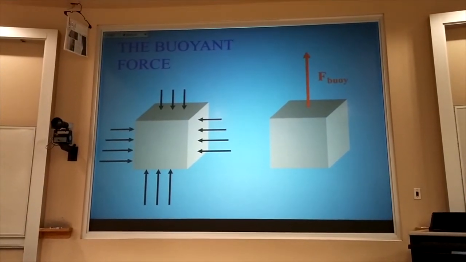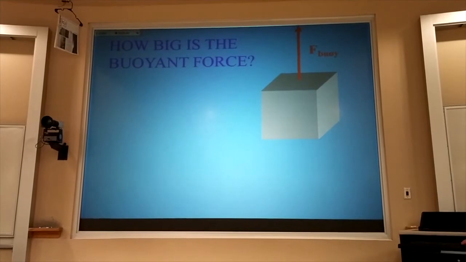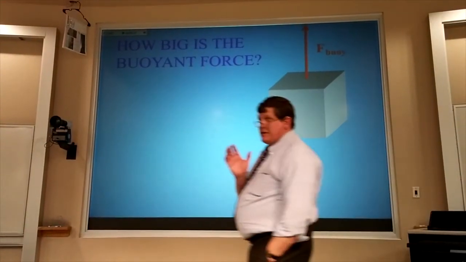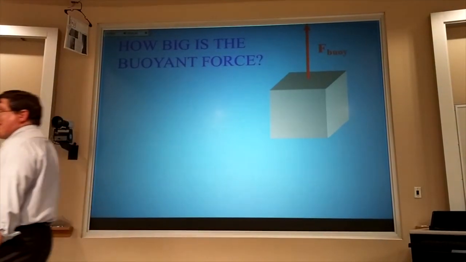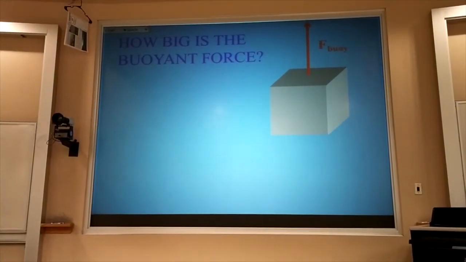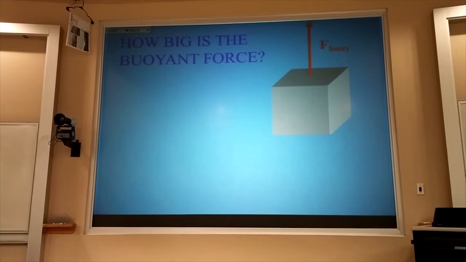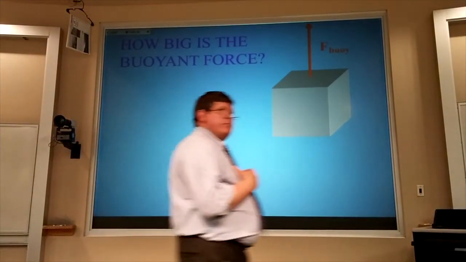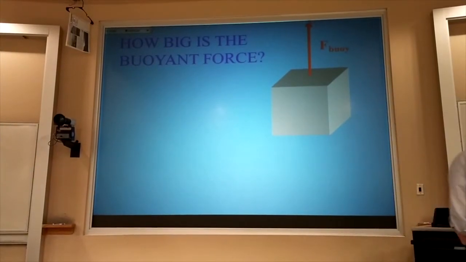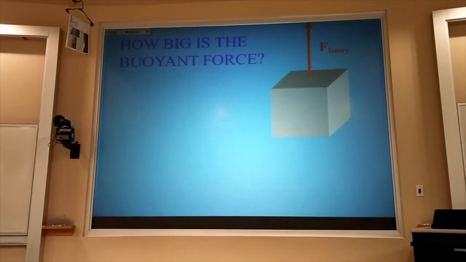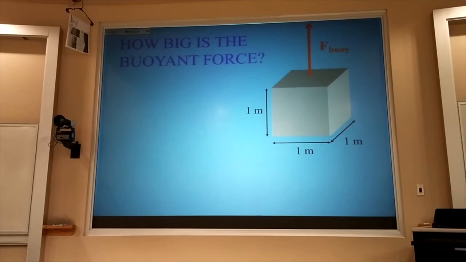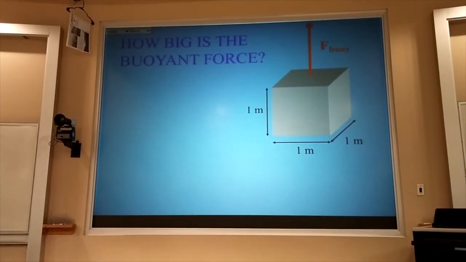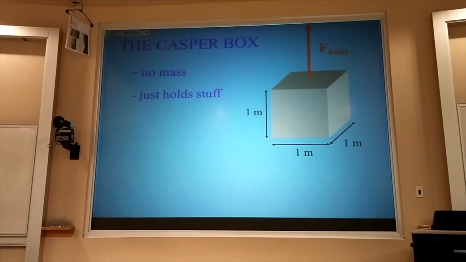And the person that answered this was Archimedes. Now I'm going to do this a little bit different than Archimedes did. I'm definitely going to use different language. But the idea is his. He was the genius that came up with this derivation of how big the buoyant force is. Now I'm going to take a boulder that's 1 meter by 1 meter by 1 meter. And I'm going to replace that boulder with a Casper box.